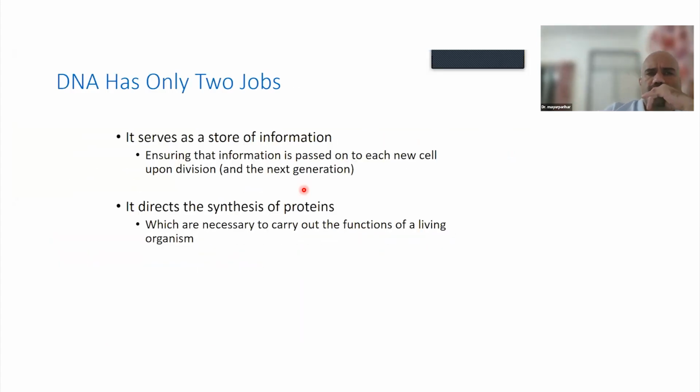So let me go through certain basics first. When you look at the DNA, it just has two jobs. One, it serves as a store of information. It codes for the RNA, transcribes to RNA that codes for proteins, and these proteins are essential for the functions. And the second job it has is to ensure that all this information is passed down to the next generation of daughter cells.